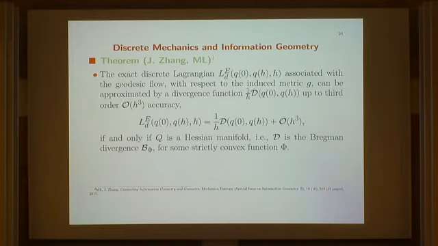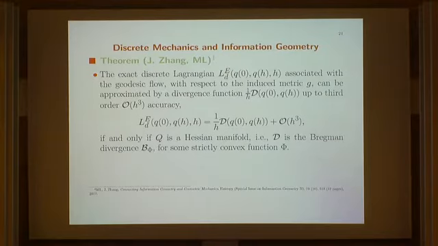a given divergence function, you can ask yourself how well the geodesic flow associated with that induced metric is approximated by thinking of the divergence function as a generating function of a symplectic map. So you have a divergence function that depends on two copies of the manifold. It looks like one of these type 1 generating functions.